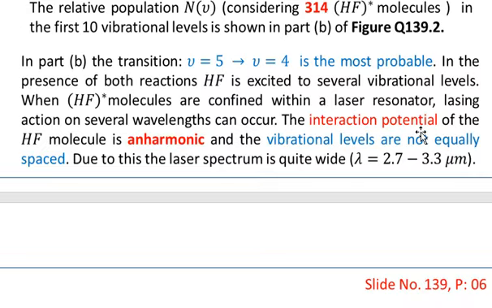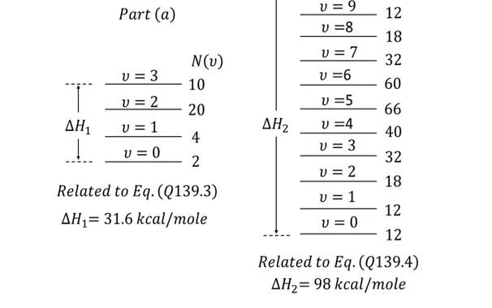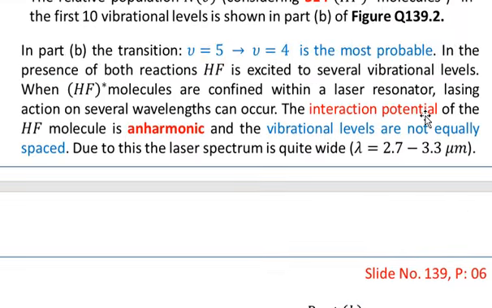The interaction potential of the hydrogen fluorine molecule is anharmonic, and the vibration levels are not equally spaced. Due to this, the laser spectrum is quite wide, and lambda could range from 2.7 micron to 3.3 micron. So you see that here I have shown that these levels are equally distributed, that is, the vibrational energy levels are equally distributed. But in principle, due to the interaction potential of hydrogen fluoride having an anharmonic potential, the vibrational energy levels are not equally spaced.